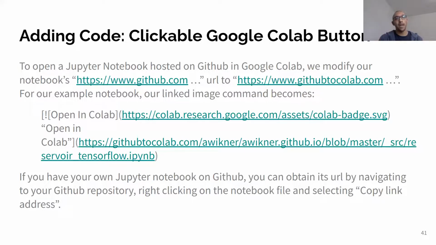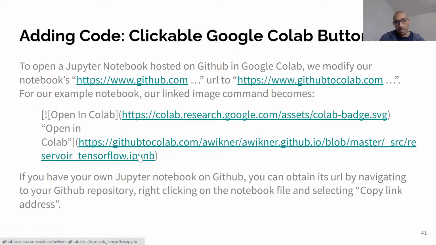And how to make that into a clickable button such that when you click on it, it opens a Jupyter notebook that is hosted on GitHub in Colab. So here's the command for that. So you see that we have the same command as we did for displaying just a Google Colab image, right? The button image, now enclosed in the square brackets. And then after that, we have this link in parentheses.